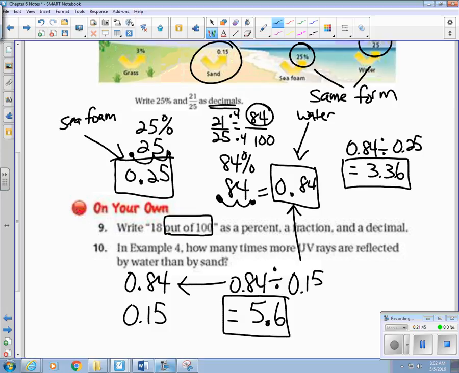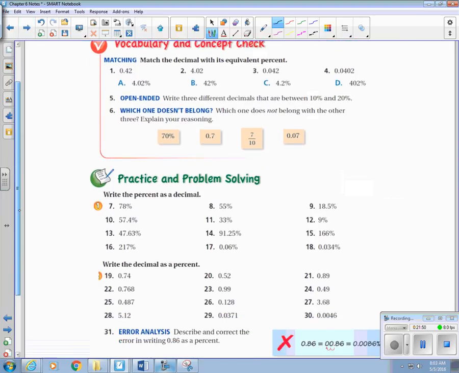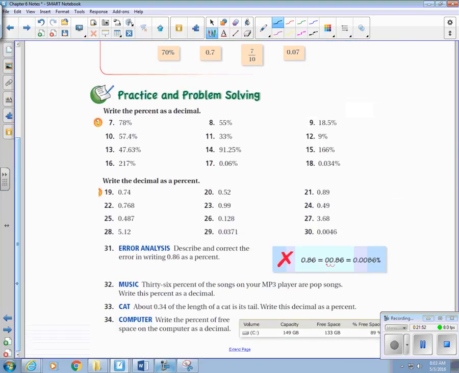All right, so that's it for today's lesson. We do have some problems here that we would like you to do. So I'm going to just scroll down a little bit. And we're going to have you do a couple of problems from each section. So we're going to have you do number 7, number 14, number 18. And we're going to move on down here. We're going to have you do number 19 and number 26. And last but not least, we're going to have you do number 32.